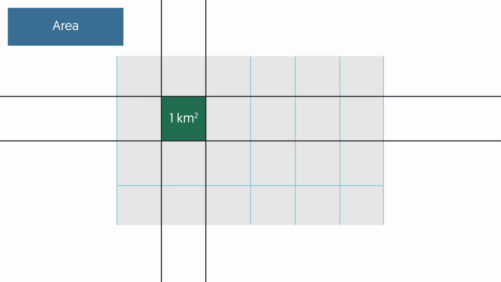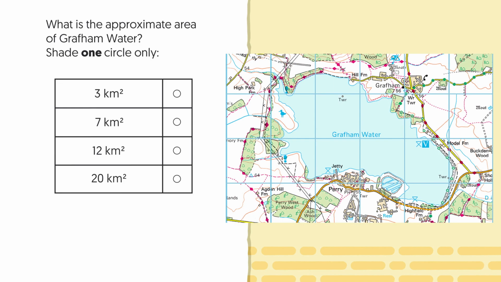In the exam, you could also be asked to work out the area of something, and this is where knowing 1 square is 1 kilometre is really helpful. Look at this map. A typical multiple choice question could be, what is the approximate area of Grapham Water? Is it 3 kilometres squared, 7 kilometres squared, 12 kilometres squared, or 20 kilometres squared?